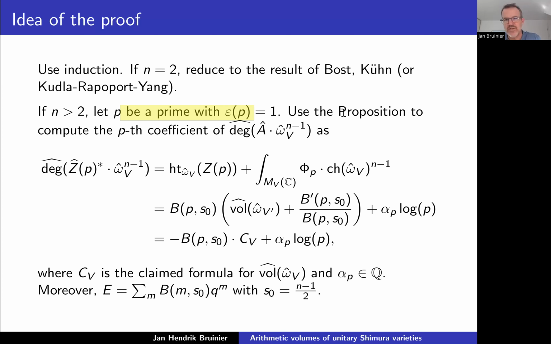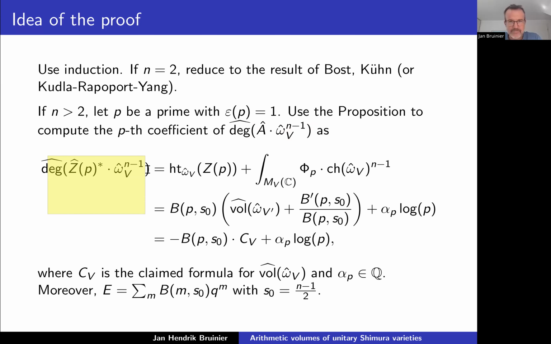So this was the content of this proposition that I had earlier. And we can use it to compute the pth coefficient of this degree generating series, where we took this intersection. Namely, how do we compute it? Well, what was the pth coefficient of this degree generating series? The pth coefficient of A hat was given by this ZP hat. So somehow the pth coefficient is exactly this quantity here. And how is this given?